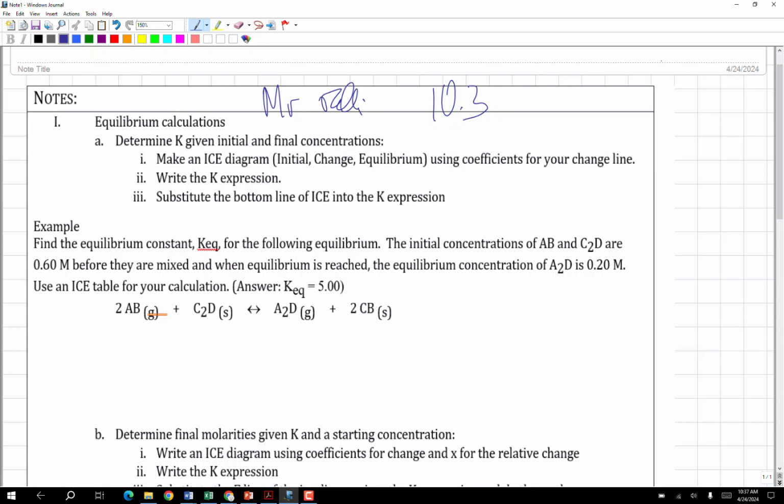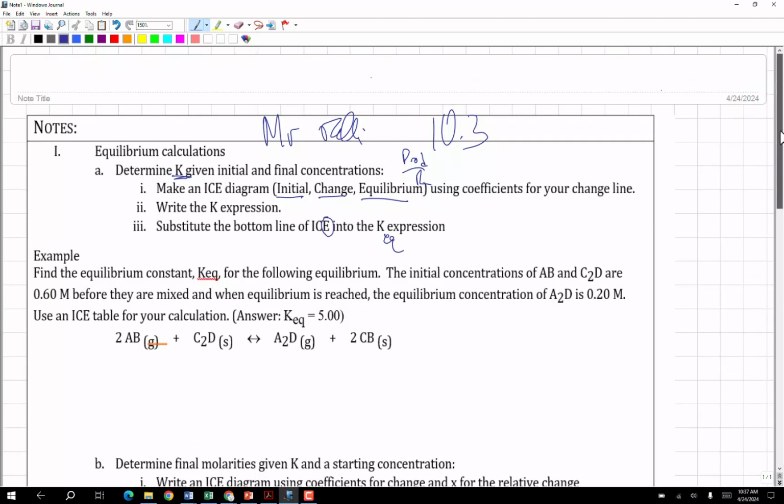Okay, so determine K given initial and final concentrations. So this is how you've got to do it. I want to determine K. K, remember, is the ratio of products over reactants. So we're going to make an ICE diagram. An ICE diagram is going to be the initial amount, the change, and the equilibrium amount. You'll see this in a minute. Using coefficients for your change line, you're going to write the K expression, substitute the bottom line of ICE, which is the equilibrium line, into your K_eq equilibrium expression. So let's do an example.